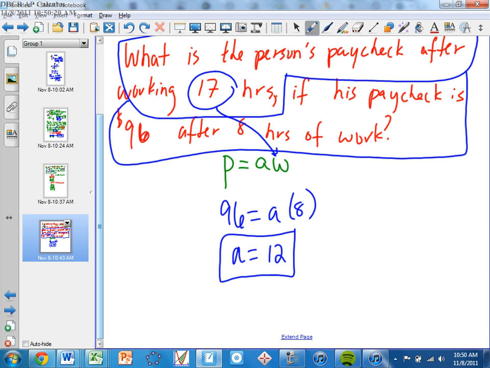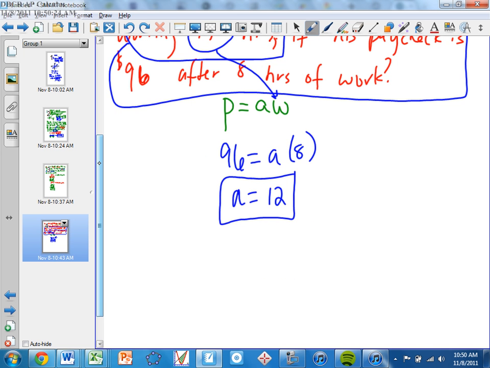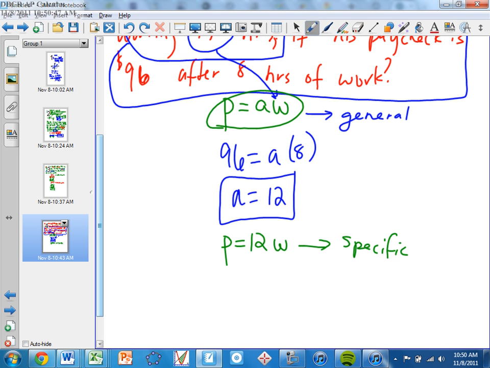Now, go back and think for a second. This is my general equation. Now that I know A, what do I do with it? A times 17. Very good, but before I even do that, let me write down my specific equation, because then I'm going to plug into it. This is my specific equation because it is specific to this scenario. This is the general equation for direct variation. This is specific to this problem.